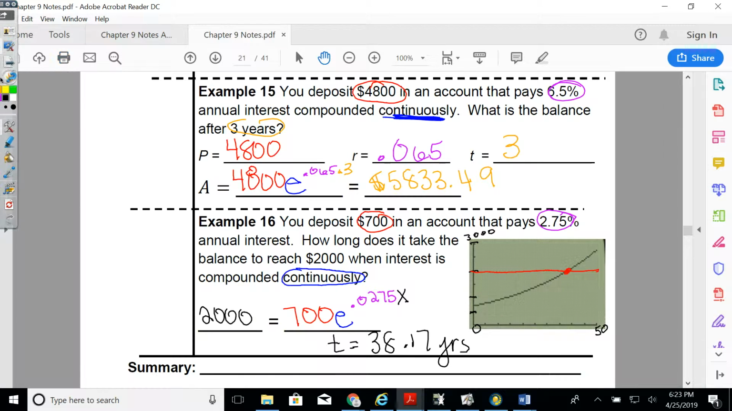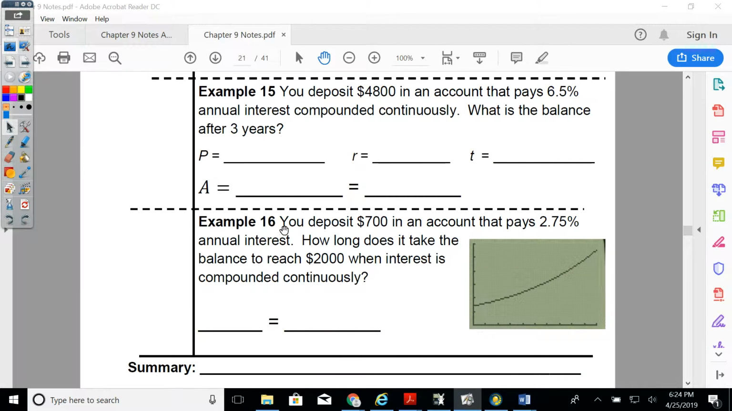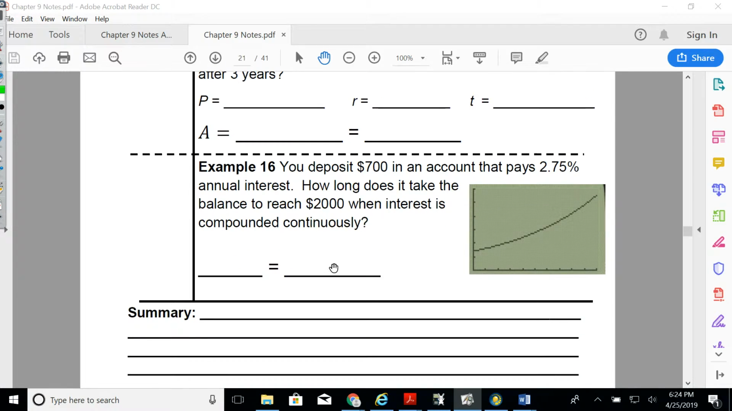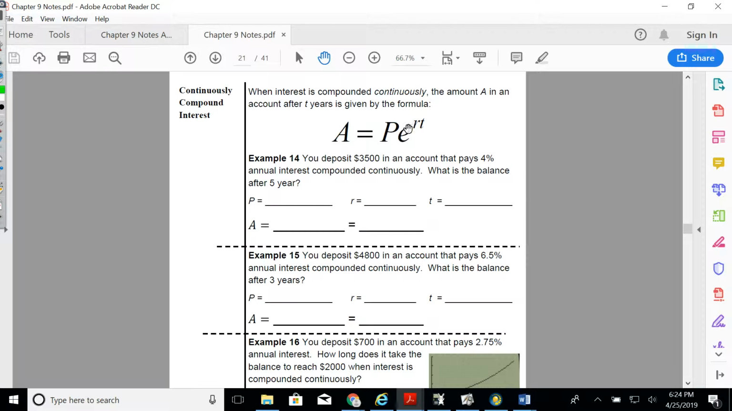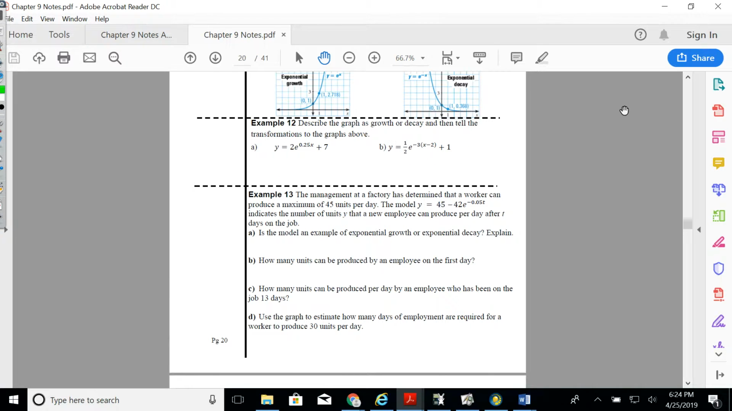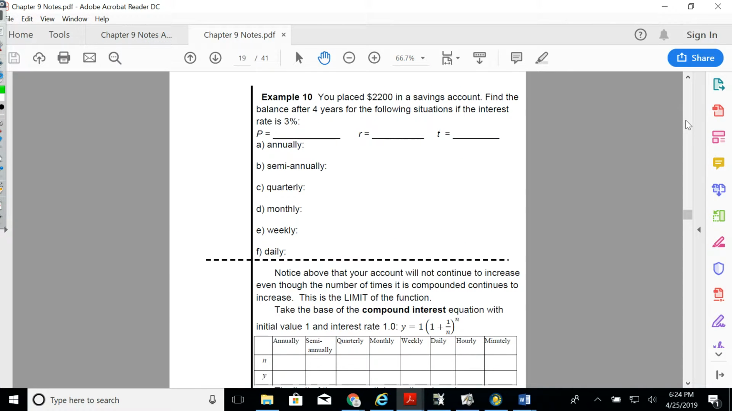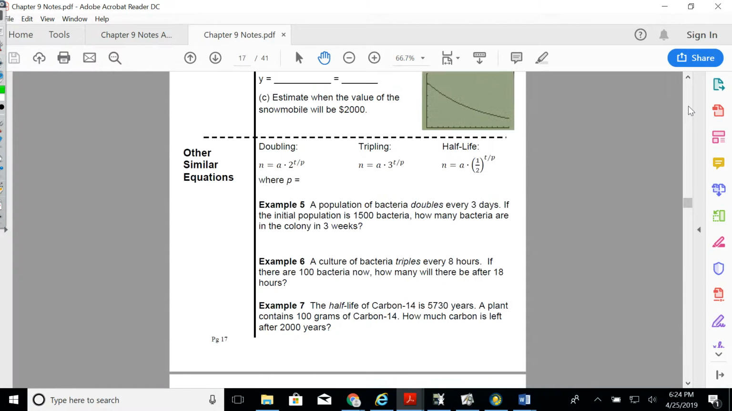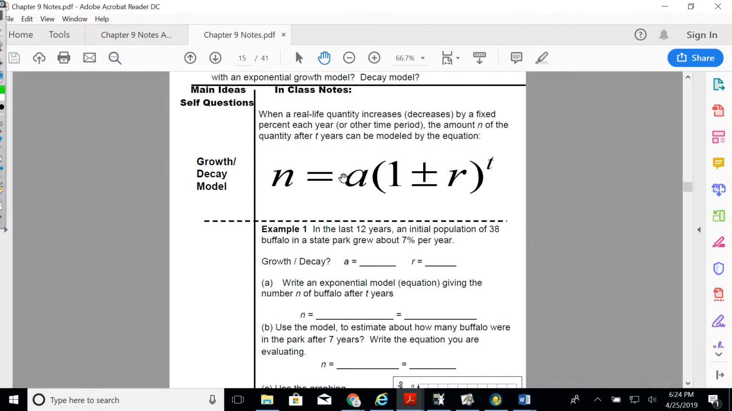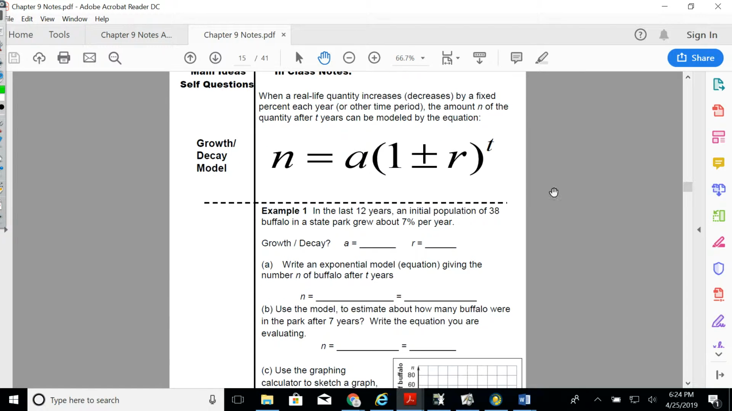All right, so that's it for the 4 models. In the end, I will give you the 4. You just have to know when to use them. So when do you use the 4 models? PERT is when it's continuously. We'll come back to that page. The compound interest formula is when it gives a certain frequency. And then for growth and decay, you have to know whether it's saying growing or decaying, for population or for cost.